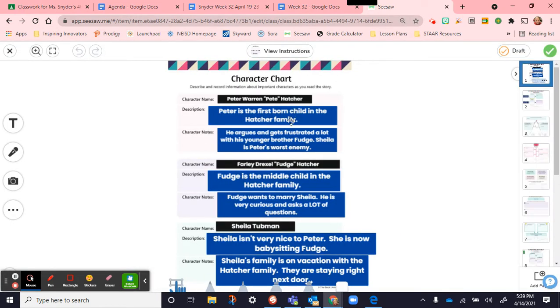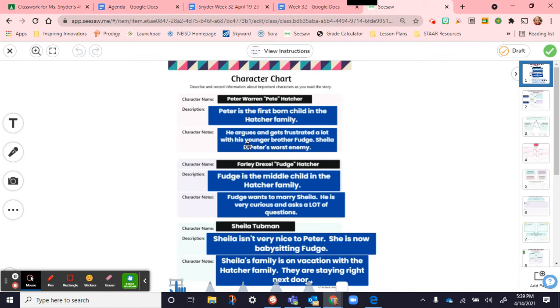And we did together the character chart. So we talked about who Peter is, who Fudge is, and who Sheila is. And so we took some notes about the description of the character, and some things that have happened in the story. So we said Peter's the firstborn child of the Hatcher family. He argues and gets frustrated a lot with his younger brother Fudge, and his worst enemy is this girl named Sheila.